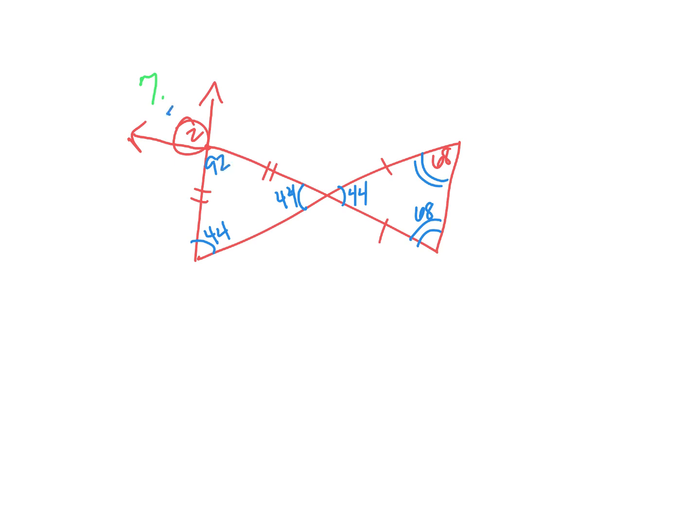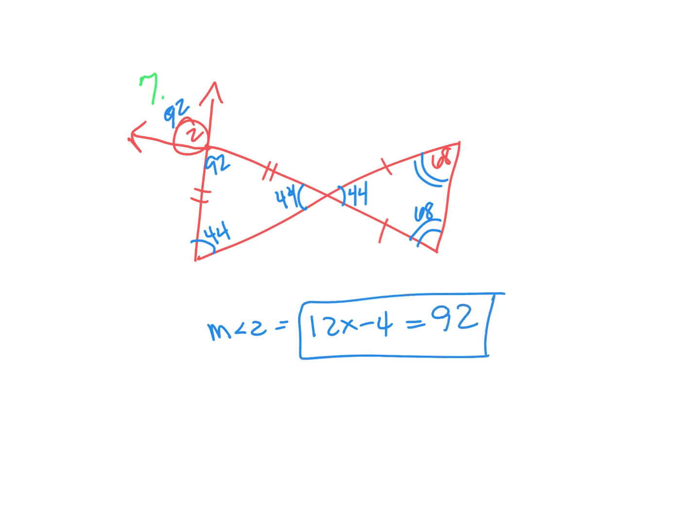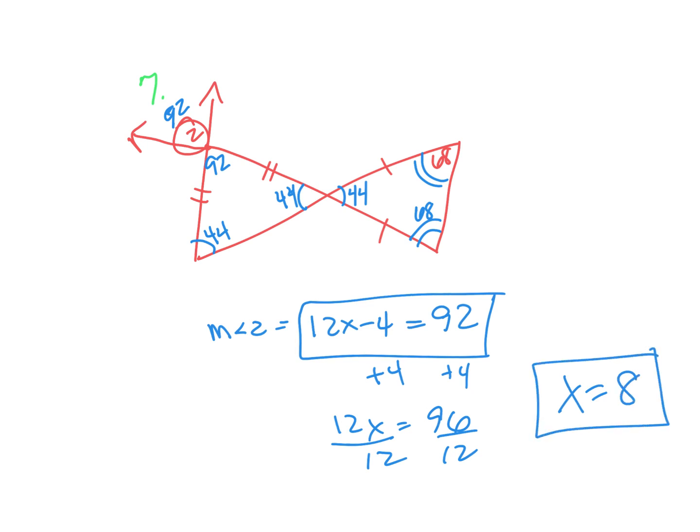And so this is 92, right? However, that's not the answer they want because they want you to find x. If the measurement of angle 2 equals 12x minus 4, and we know that equals 92, then we solve this question, and everybody go ahead and do that. So when we do this, we add 4 to both sides, and we get 12x equals 96, divide by 12, and x equals 8. So if they ask you for x, you're finding x.